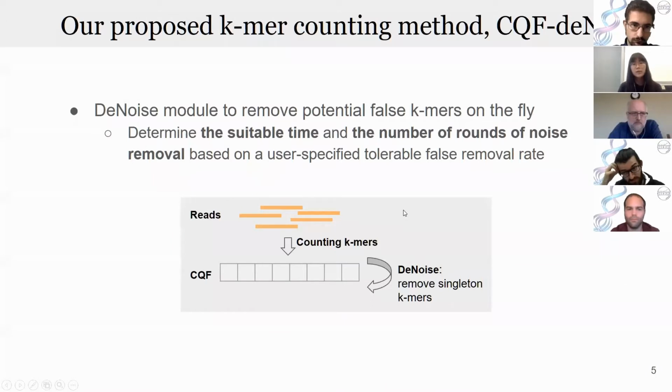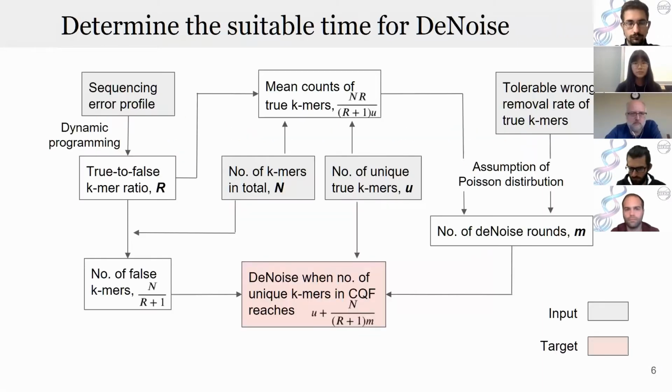Our proposed k-mer counting method, CQF denoise, implemented CQF with several advancements. Among them, the most important one is a denoise module to remove potential false k-mers on the fly. Our denoise module can determine the suitable time and the number of rounds of noise removal based on a user-specified tolerable rate of true k-mers being wrongly removed. And we determined that rate by some probability calculations.